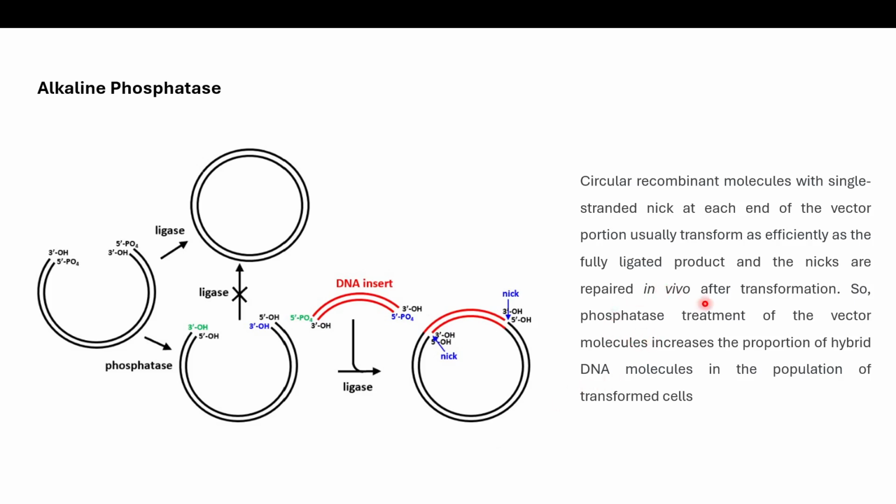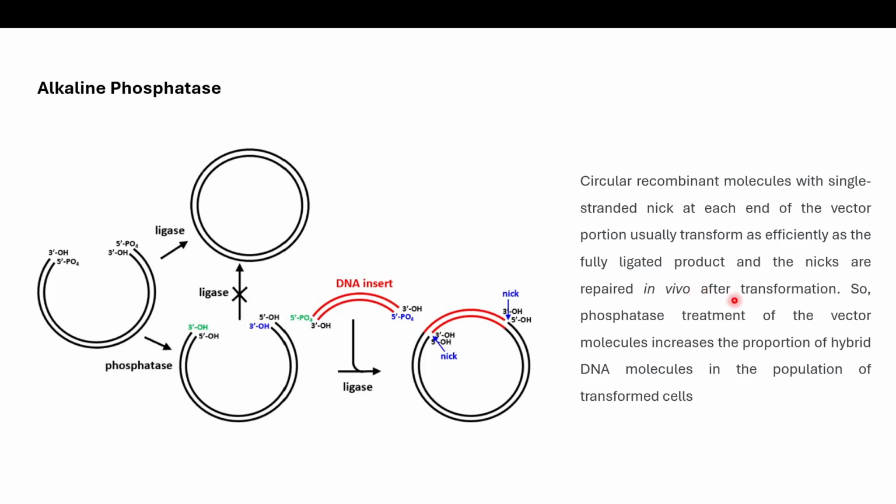So what happens is, after transformation, the nicks can be repaired because this is getting replicated. All this machinery, the natural metabolic pathways present inside the bacterial cell, can take care of these particular nicks. So the phosphatase treatment of the vector, this is what is written here. Circular recombinant molecules with single-stranded nick at each end of the vector portion usually transform as efficiently as the fully ligated product, and the nicks are repaired in vivo. In vivo means inside the cell.